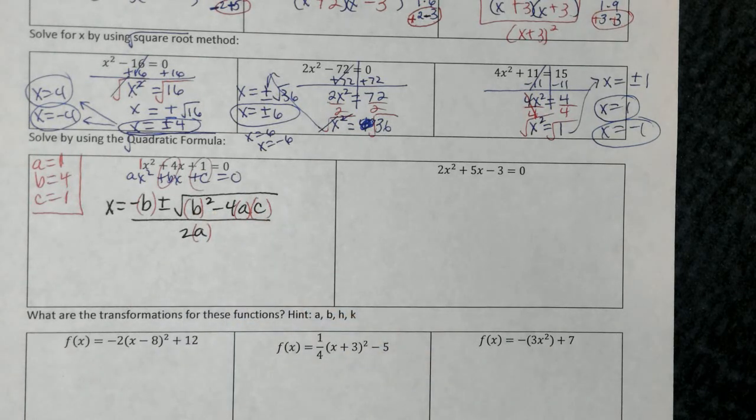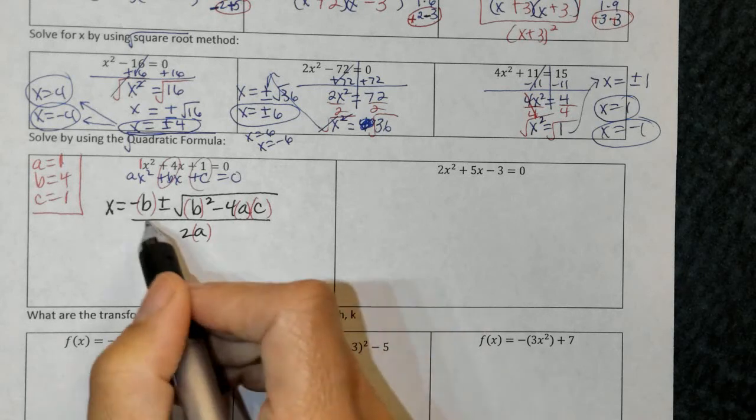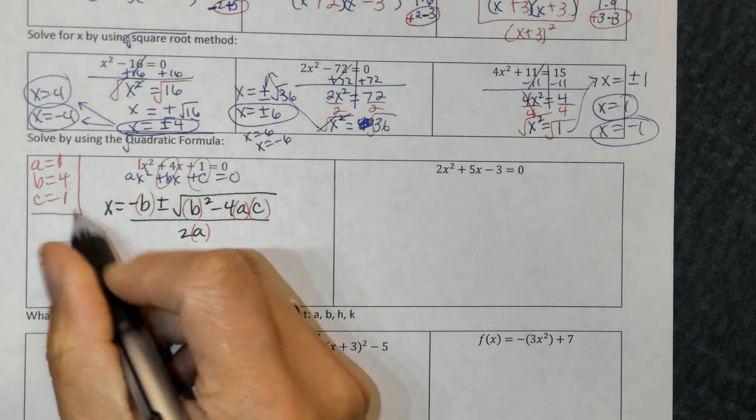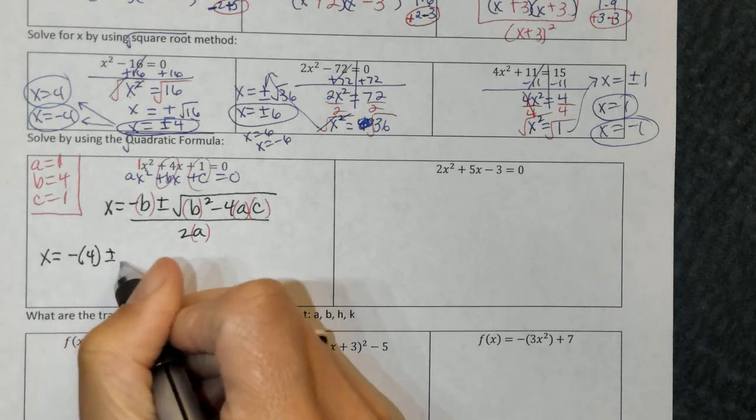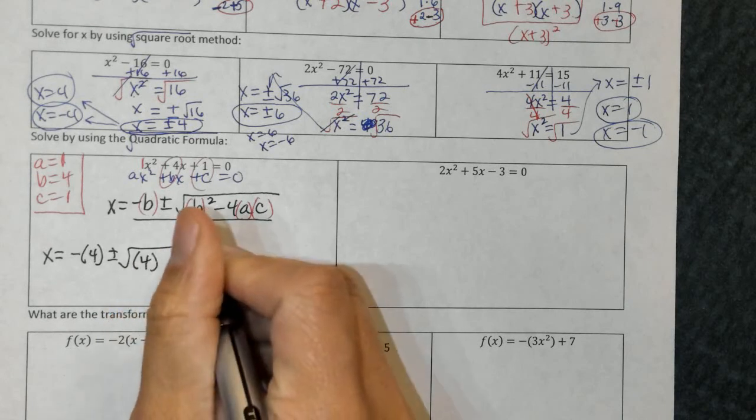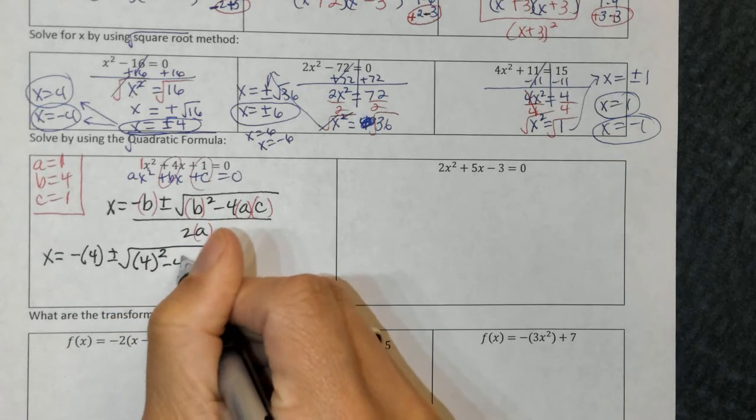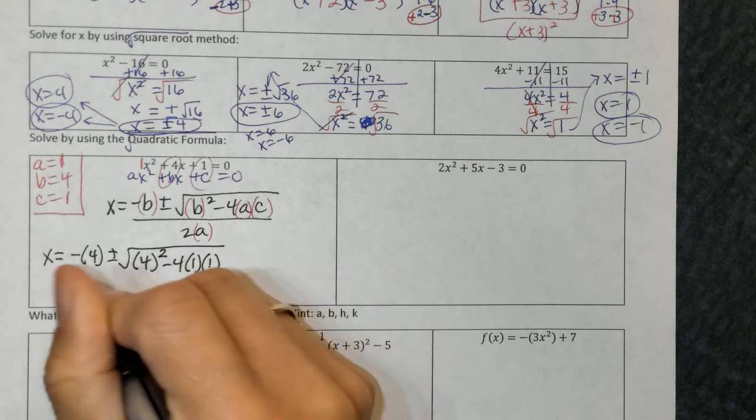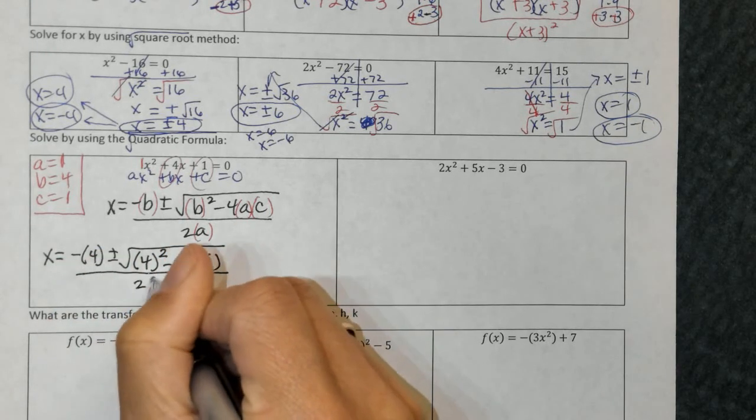Okay? Now, we're going to go ahead and substitute all the numbers in here. So I'm going to come over here. X equals negative, what is b? 4, plus and minus, a big square root. And then again, b is 4 squared, minus 4 times A is 1 times C is 1. And the whole thing is over 2 times 1.